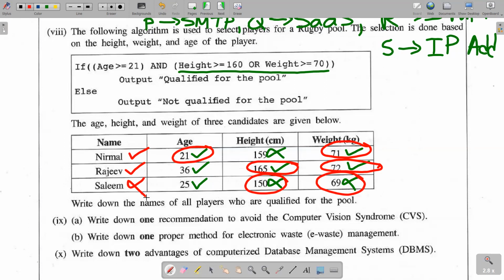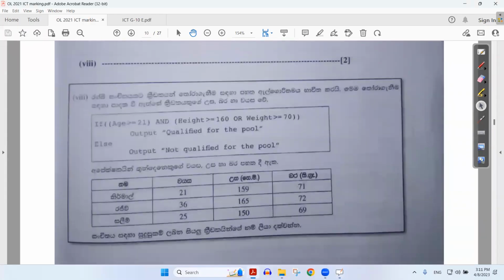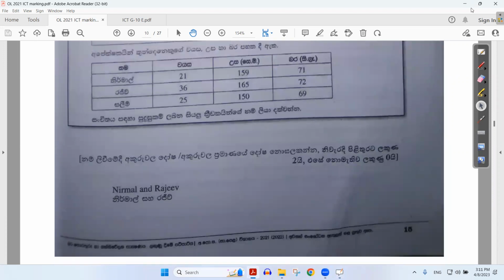Right, so the answer is going to be Nimal and Rajiv, because they are asking who will be qualified for the pool. So yes, Nimal and Rajiv. Right, so 2 marks will be given. And if you got any particular spelling mistake, you are going to have 0 marks.